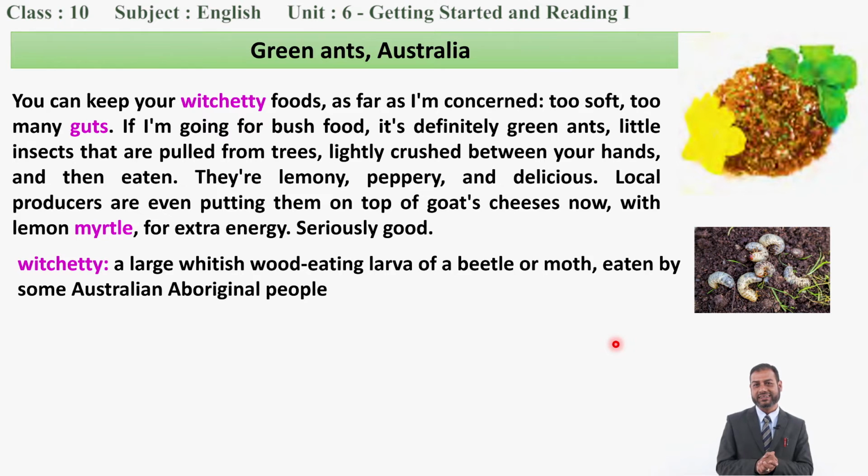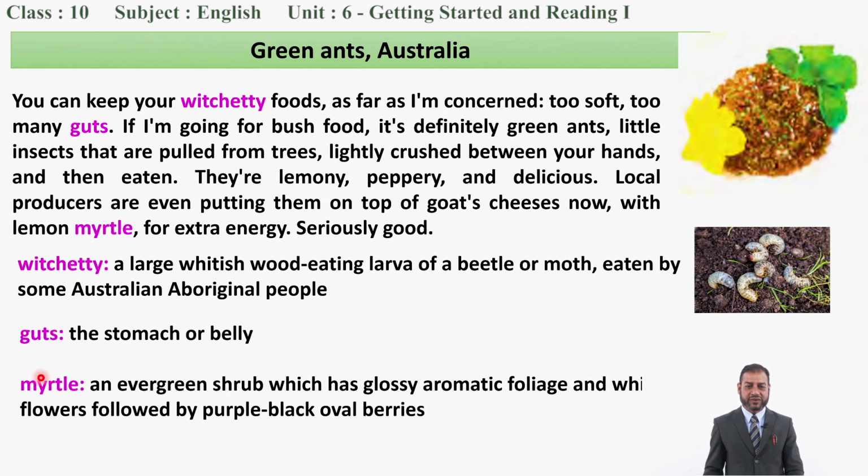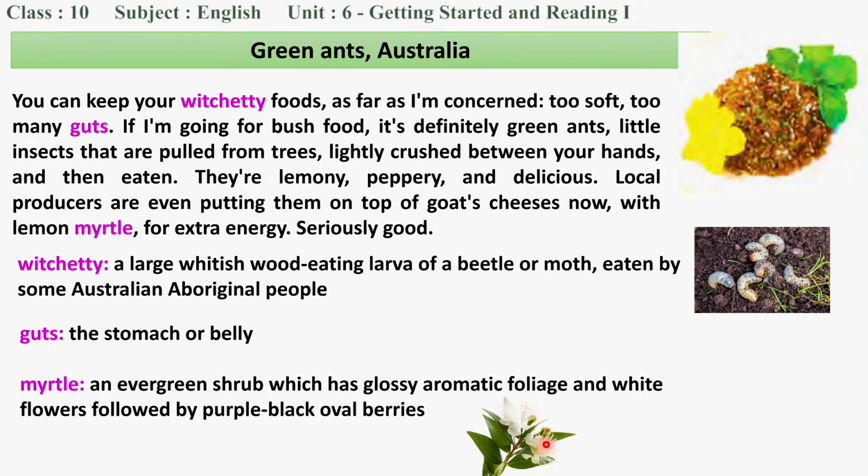So is it interesting? Is it uncommon? Yes. Next, guts. You can find the stomach or belly of this one. See, it is said that I am concerned, too soft, too many guts. See, soft. And then we have another word, myrtle. It means an evergreen shrub which has glossy aromatic foliage and white flowers followed by purple-black oval berries. And the picture of this myrtle can be like this one. Okay, so these are the ingredients to prepare green ants in Australia.